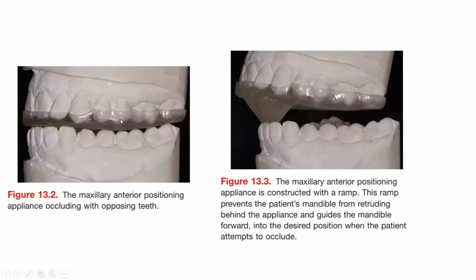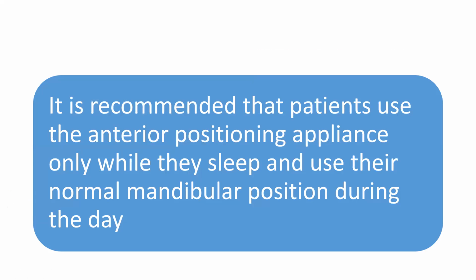So this is the anterior repositioning appliance, and it has a flat occlusal plane in the posterior region, and in the anterior region there is an occlusal ramp. This occlusal ramp will help to prevent occluding of the teeth in the posterior region when the patient tries to bite, and it will guide the mandible into the anterior position. So it is recommended that patients use the anterior repositioning appliance when they are asleep, and during the day we should tell the patient that they should use the normal position.